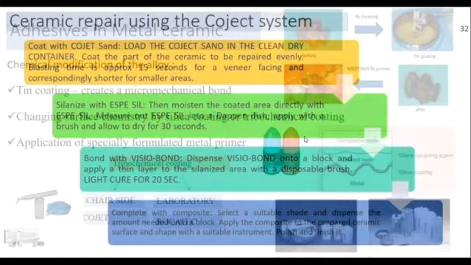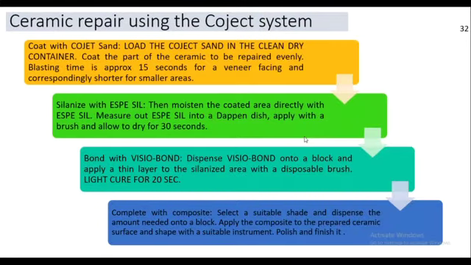Now, whenever you talk about ceramic repair using Cojet with the Cojet sand, what you need to do is load the Cojet sand in a clean, dry container. You need to coat the part of the ceramic to be repaired. Then you need to apply the silane, then moisten the area, bond the area with the bonding agent, and then complete it with the composite.